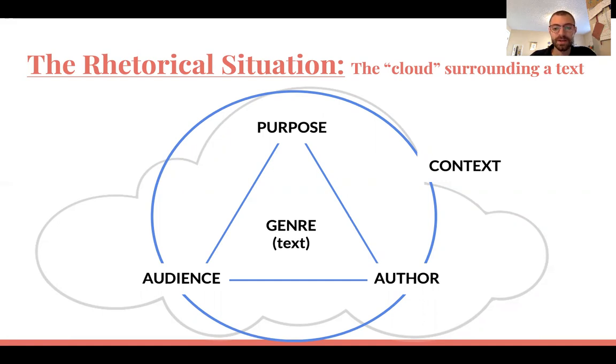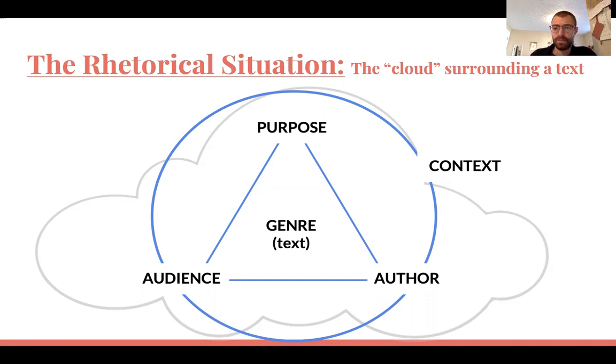So in the middle of the triangle, you can see we have genre or text. That one's just what category we would put the text in, the piece of writing or whatever it is. So it doesn't have to be writing. The genre could be a video, a movie that you watch, a novel, a critical paper, a newspaper article. Those would all be genres or types of text.